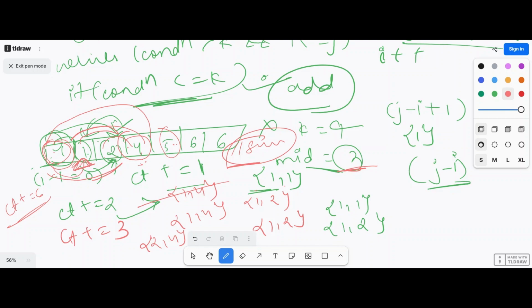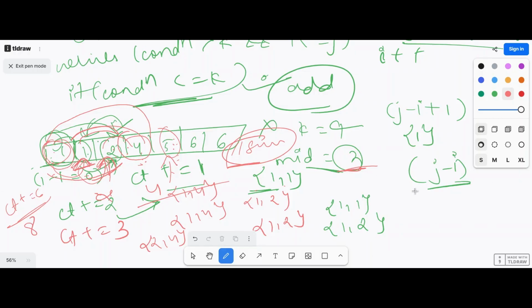Now I'm at 1, this one. Again 5 minus 1 is 4, which is greater than 3. Not possible. We'll move my I to 2. 5 minus 2 is less than or equal to 3. Now how many pairs will I make? Two different pairs, because this is at index 4 and this is at index 2. So two pairs, 2, 5 and 4, 5. Again, I'll add those, so my count will be 8.